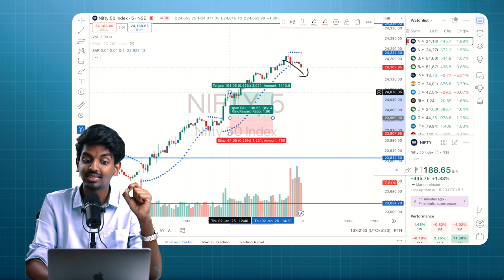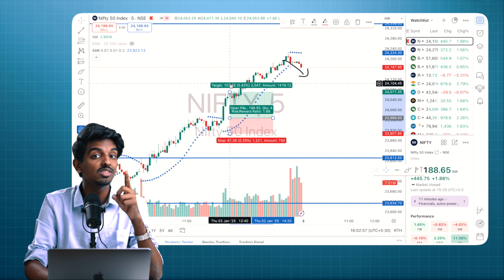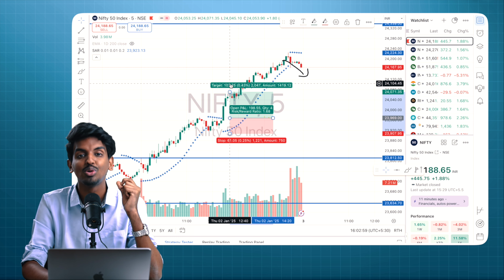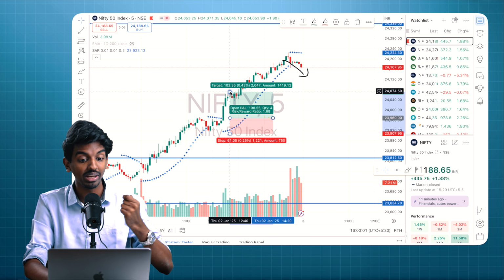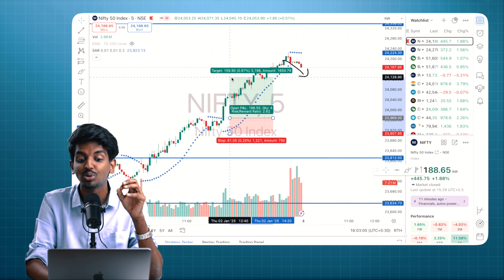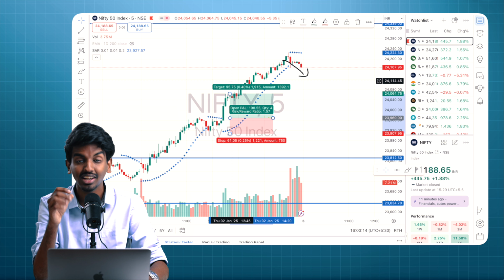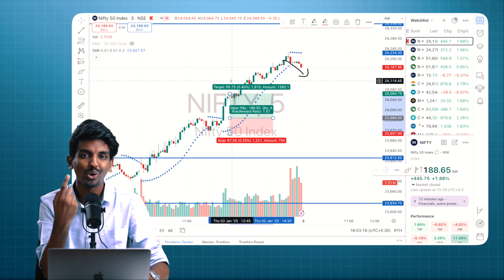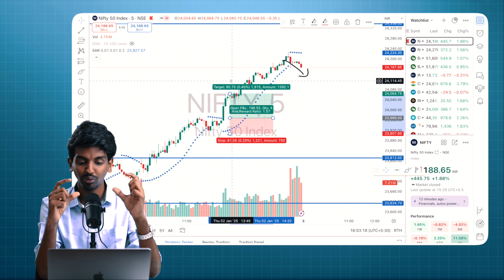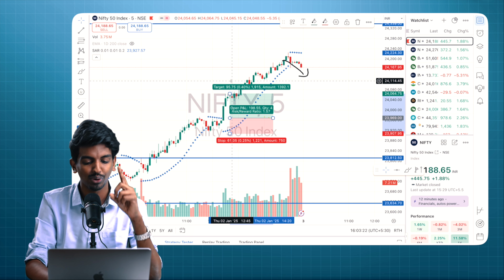You should always have a potential for 1:1.5 or even 1:2 risk to reward ratio. I would even suggest this trade or this setup should always have a 1:2 risk to reward ratio. That means for every point of risk that you're taking, you should have a potential reward of at least 2 points. So always a lower risk with a higher potential reward is good for this indicator.